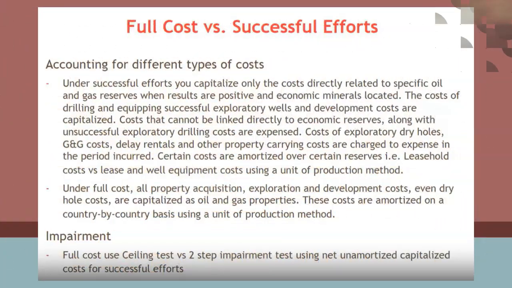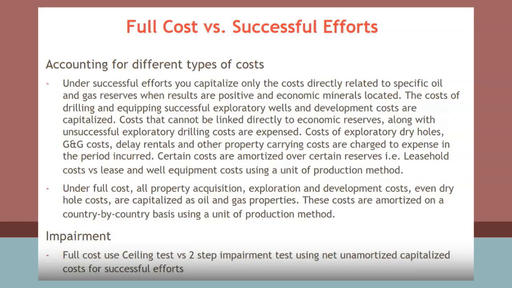So, getting into the accounting methods, I'm not going to touch too much on this because there's a whole section on it, but just kind of high level. There are two different accounting methods that account for oil and gas properties: successful efforts and full cost. Under successful efforts, you capitalize only the costs that are directly related to specific oil and gas reserves, and only when those results are positive and economic minerals are located.